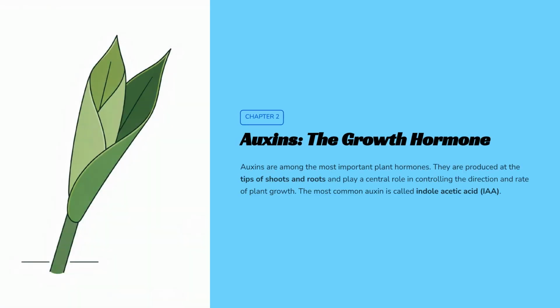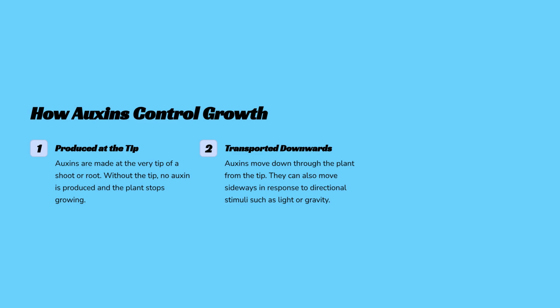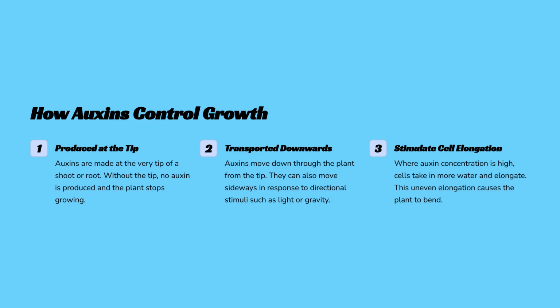Chapter 2 is about auxins, the key growth hormone. Auxins are produced at the tips of shoots and roots and control the direction and rate of plant growth. The most common auxin is indole acetic acid, or IAA. Auxins control growth through 3 main steps. First, they are produced at the tip. Second, they are transported downwards, moving sideways in response to light or gravity. Third, they stimulate cell elongation, causing the plant to bend where concentration is high.